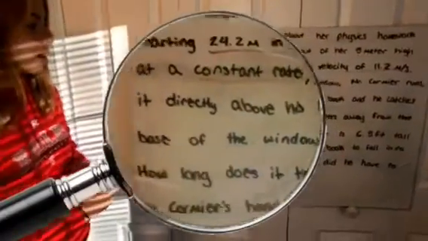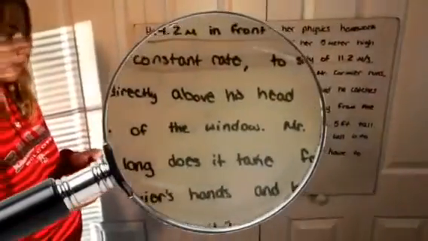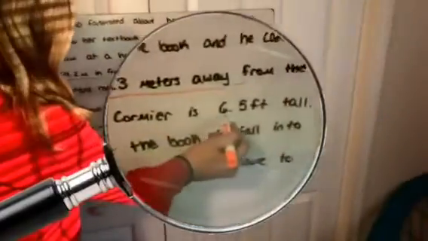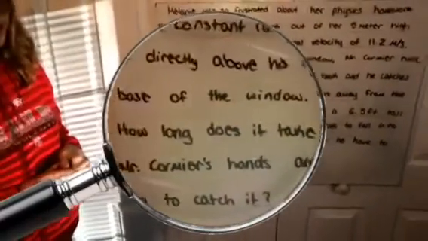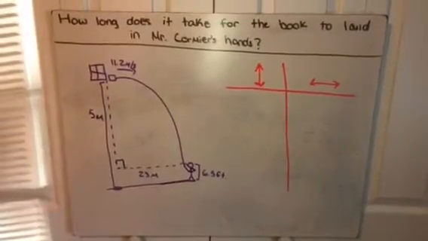Next sentence. Mr. Cormier is 6.5 feet tall. This is obviously very important. And the last sentence is the question, so we have to consider all of it. We're going to take this problem question by question.